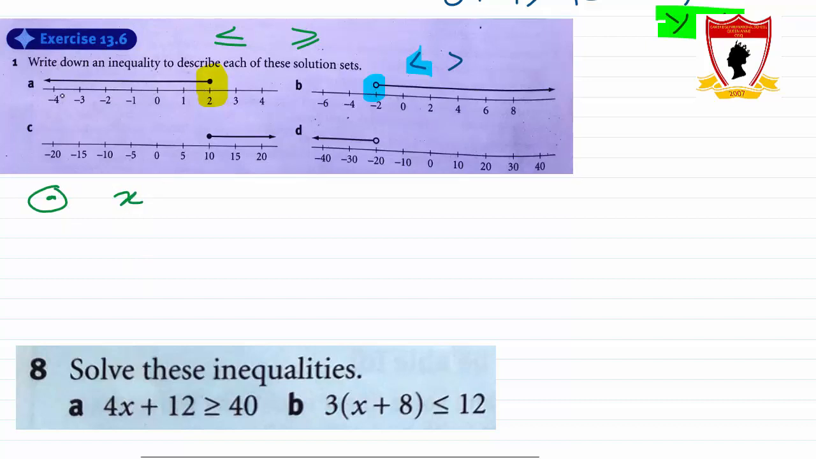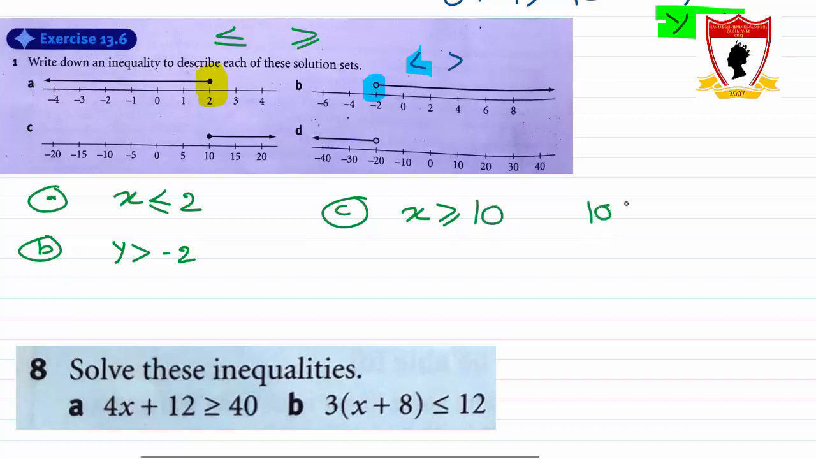Okay, this one, we can express this as x. These numbers are getting smaller, so the numbers are less than or equal to 2. All the numbers here are either less than 2 or equal to 2 because of this closed one. B, we can say x or y, any letter is okay. Let's say y is greater than negative 2 because all of these numbers are greater than negative 2. C, x is greater than or equal to 10.